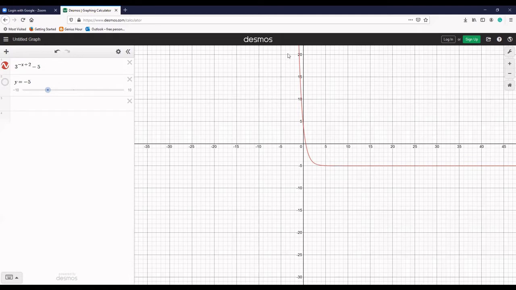Now, next on our list is continuity. We can see that this has no discontinuity, as it is one straight line with all values on this line being valid.